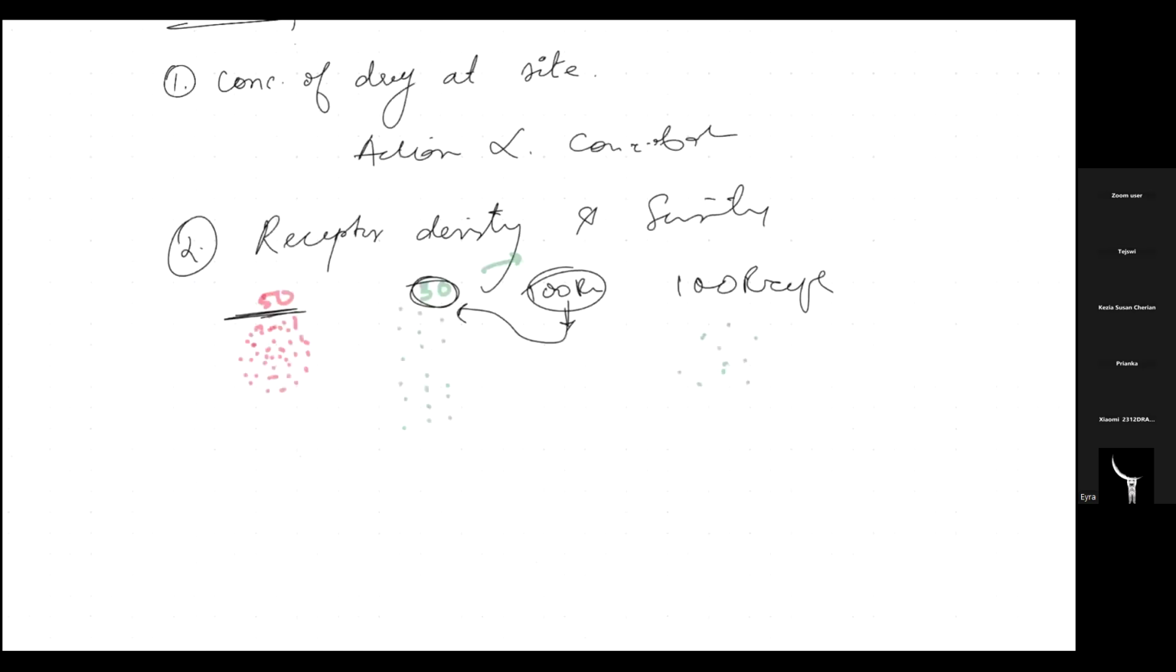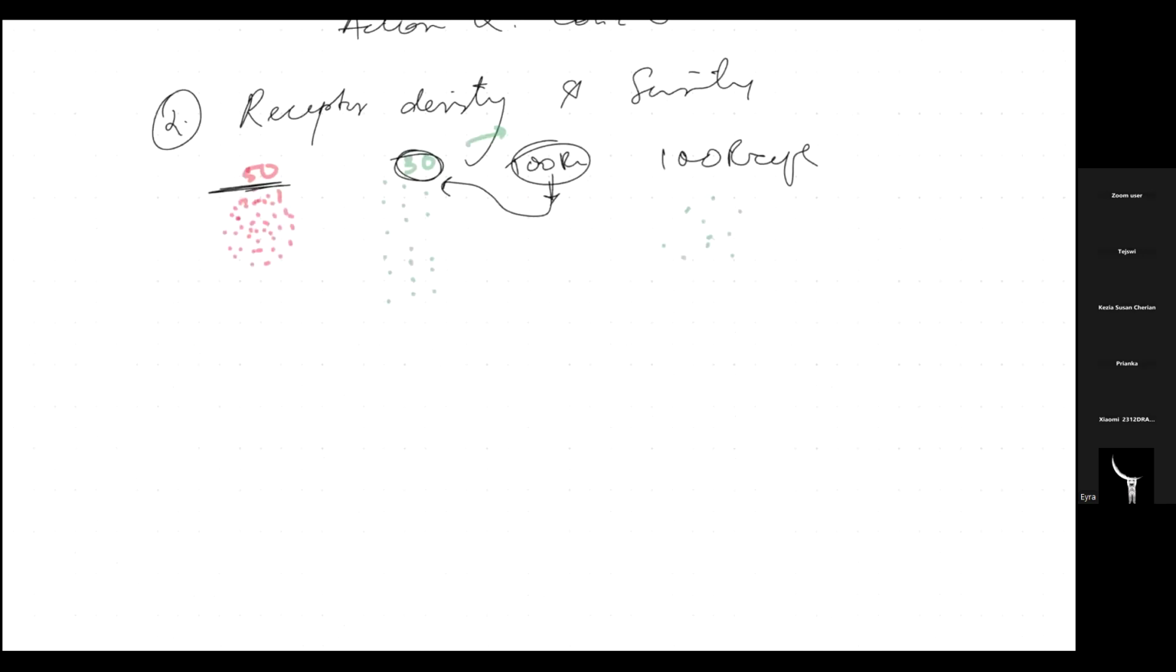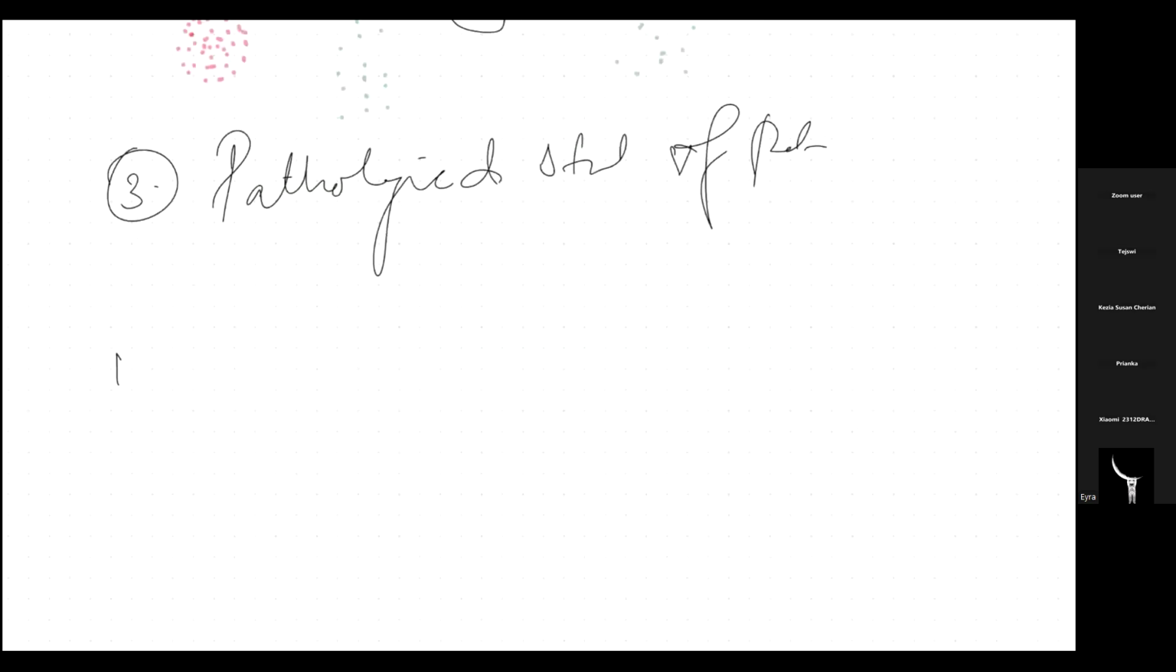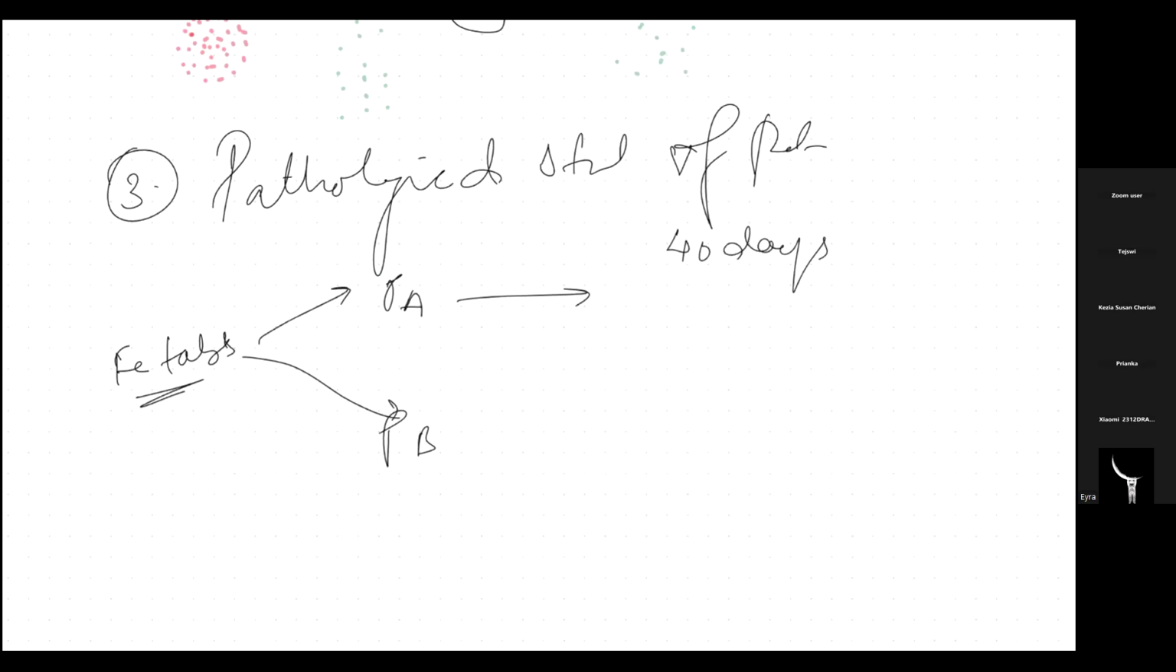Now let's see the third factor. It is the pathological state of the patient. Let's suppose you give iron tablets to patient A and patient B. Both of them were anemic and you gave iron tablets. After maybe 40 days, you did a CBC again for both of them to check the Hb levels, and what you saw is that patient A has improved, but patient B hasn't improved. The Hb levels are still the same as when you started.